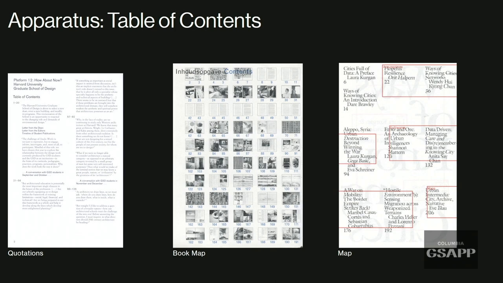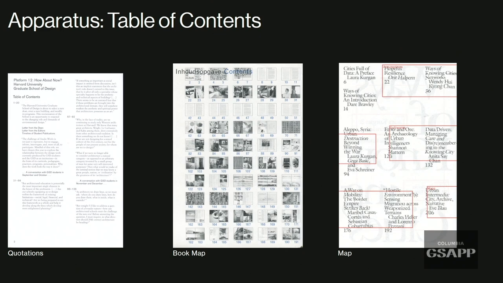A table of contents can be seen as a number of other things. Instead of titles of essays or sections, in the example on the left, it's just marked by quotations that are framing each of those sections. This example in the middle comes from a book called Tools and Architecture. The table of contents is a spread that reproduces the entirety of the book as a book map in small thumbnail icons with the page numbers beneath them. So the table of contents becomes an entirely visual thing.